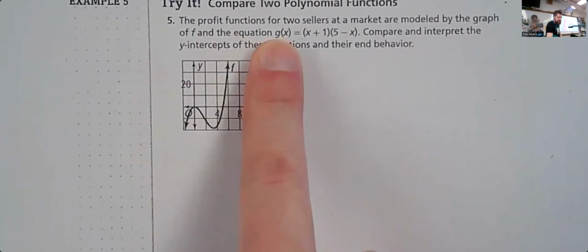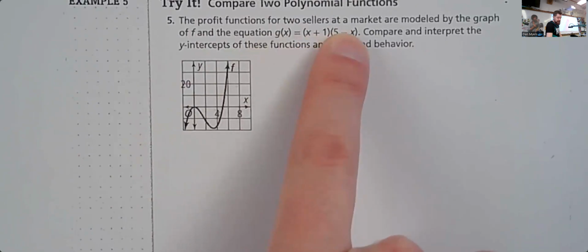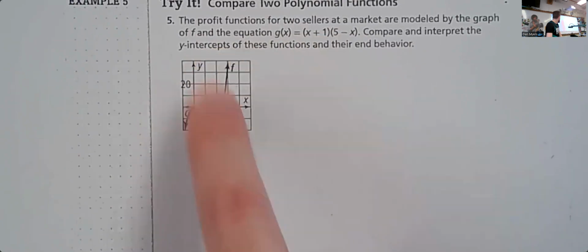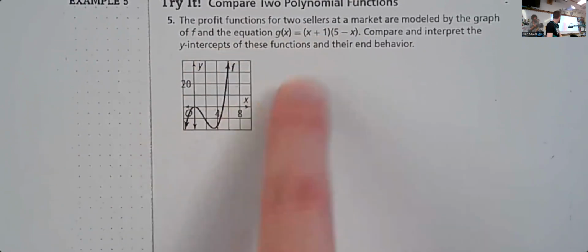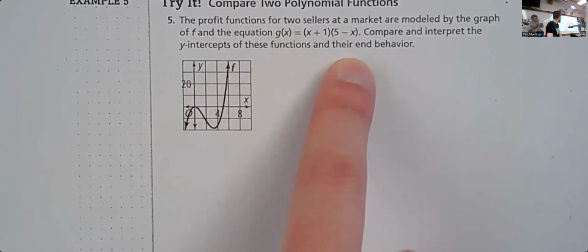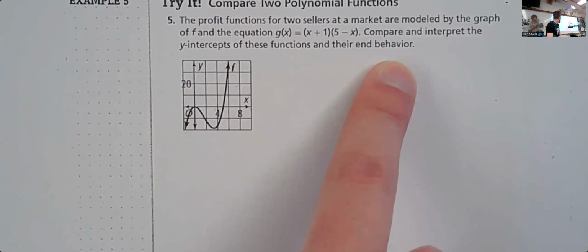So it says the profit functions for two sellers in a market are modeled by the graph of f. So this is talking about profit here. This graph models profit for one of the sellers, and then the other one, g of x, is right here. Compare and interpret the y-intercepts of the functions and their end behavior.